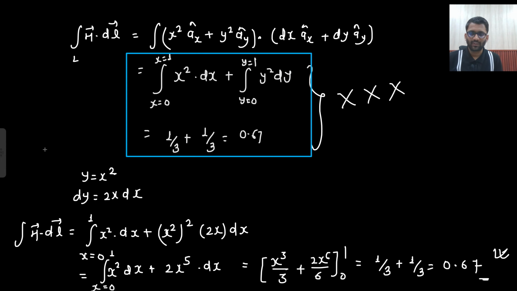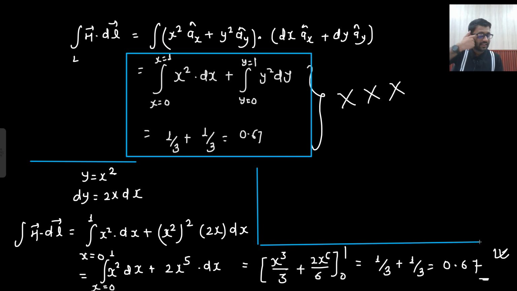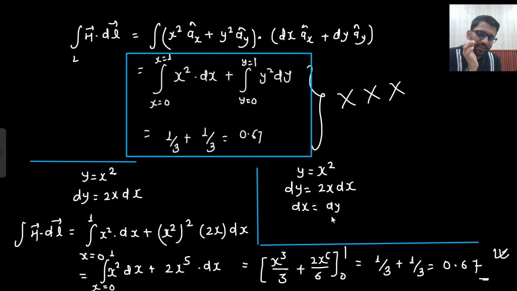Then we saw this particular method which was correct. Now we can see one more method. I can change x as well, right? So y is equal to x square is given. So dy is equal to 2x dx. Now I need to change dx. So what I will get? dy by 2x.